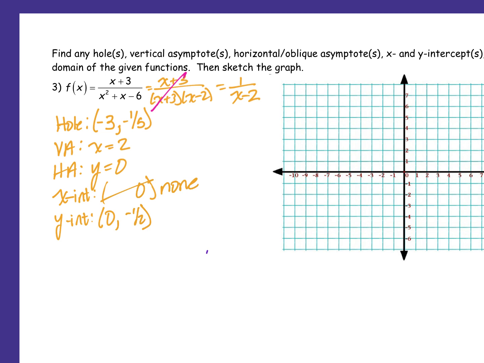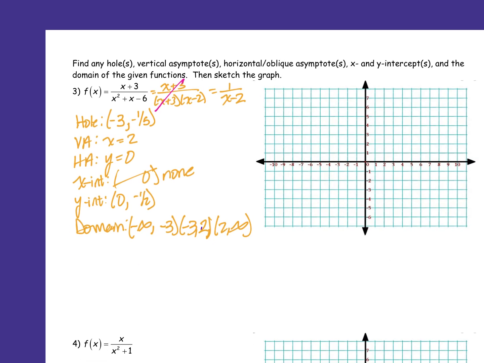Okay, and then domain would be -infinity to -3, -3 to 2, and 2 to infinity. Look, my domain happens to be the same. So the domain is the same. The only thing that changed is now I have a hole and one vertical asymptote.